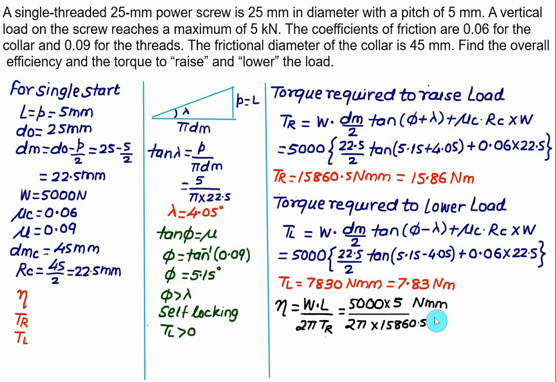15860.5, which is also in Newton mm, and multiply by 100. We'll give the answer in percentage. Approximately this value is close to 25.1%.